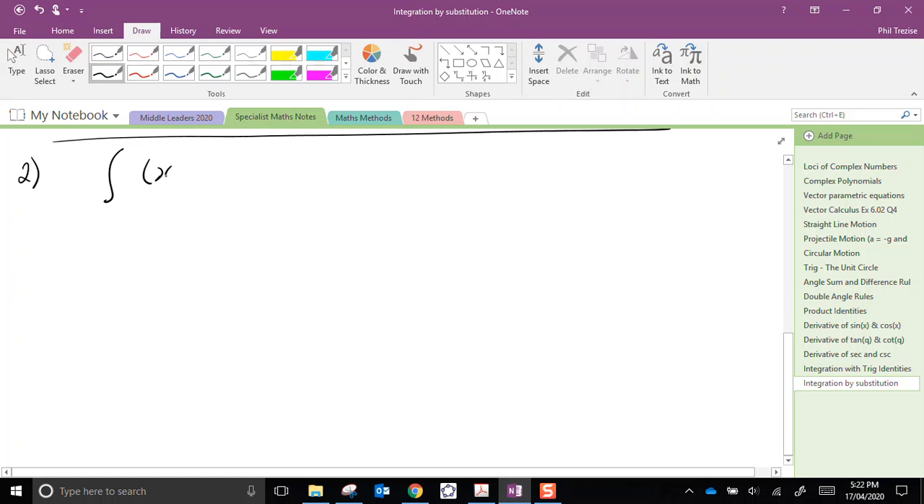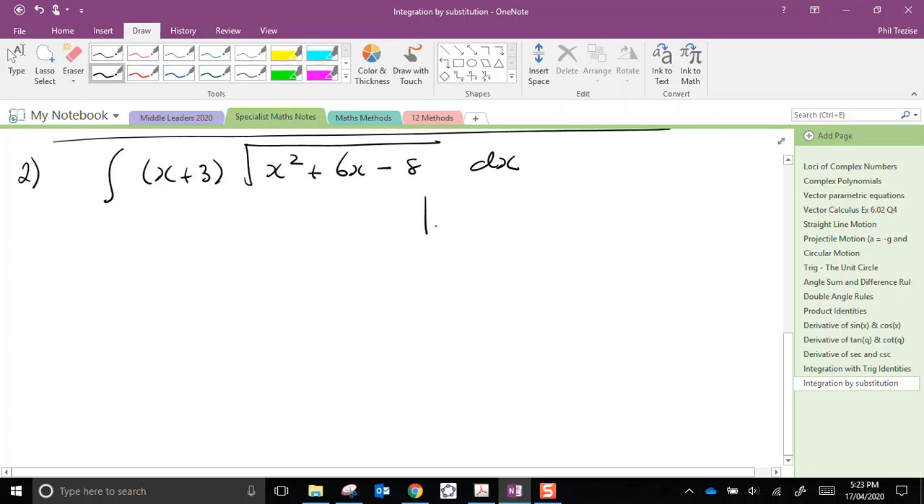So what if we had the integral of x plus 3 multiplied by the square root of x squared plus 6x minus 8 dx. So we're looking for part of this to substitute.